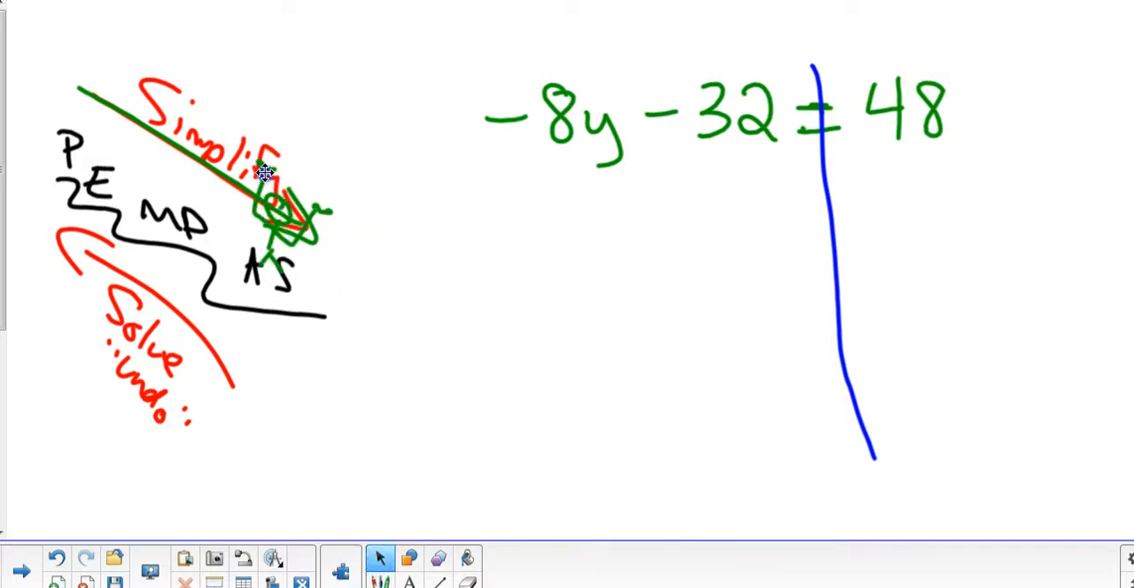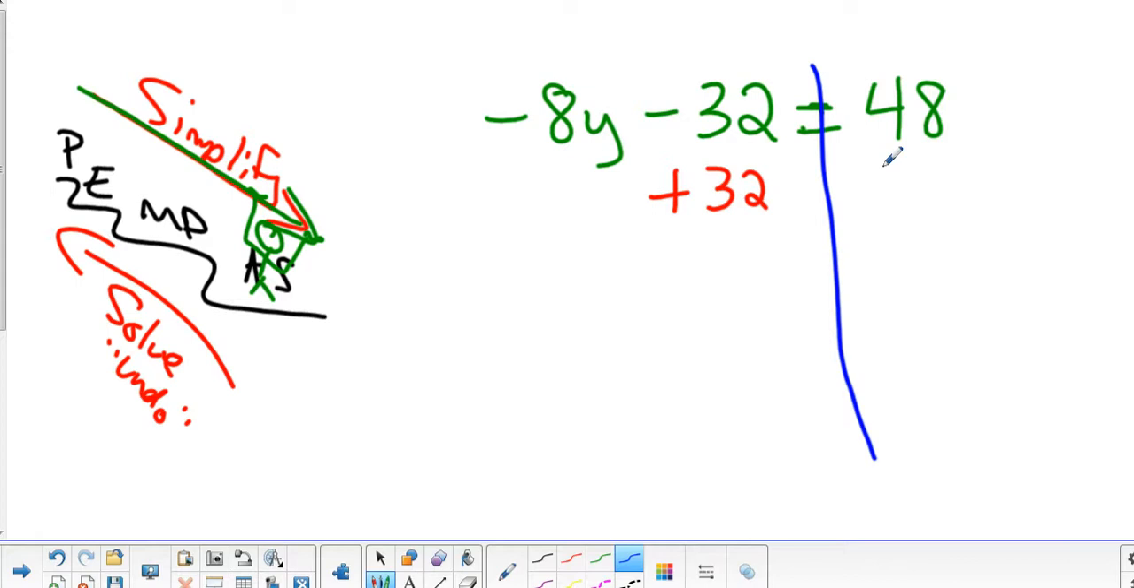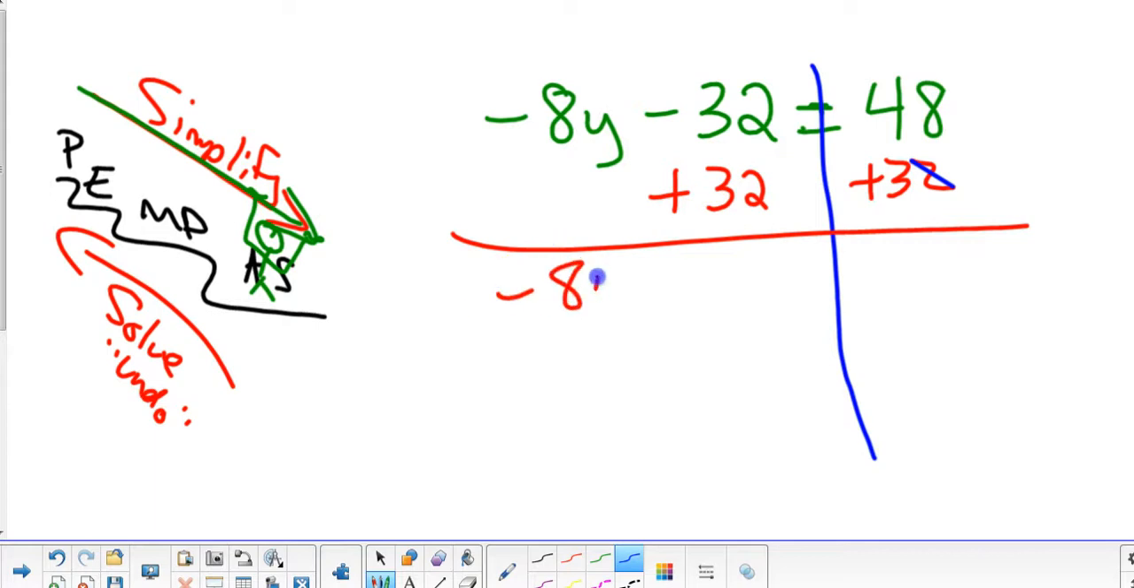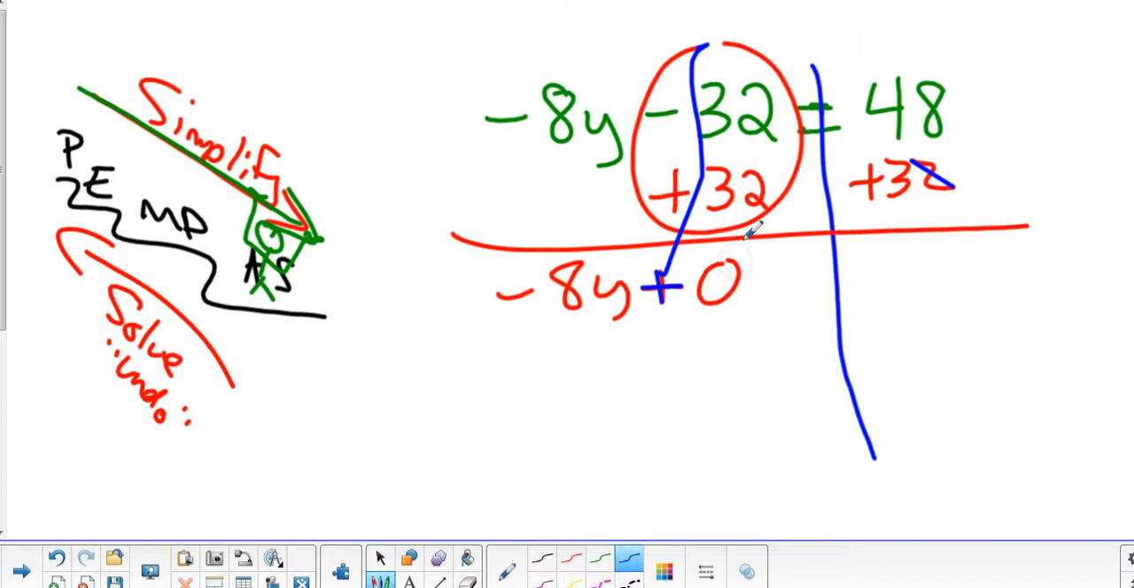So I'm going to undo, now hop back up the stairs, undo any addition or subtraction. This minus 32, the inverse of that would be to plus 32. So let's do that to both sides. That would leave me with negative 8y minus 32 plus 32. That's 0. What's over here? 80. Good. And negative 8y plus 0, the identity property says that that's just negative 8y.